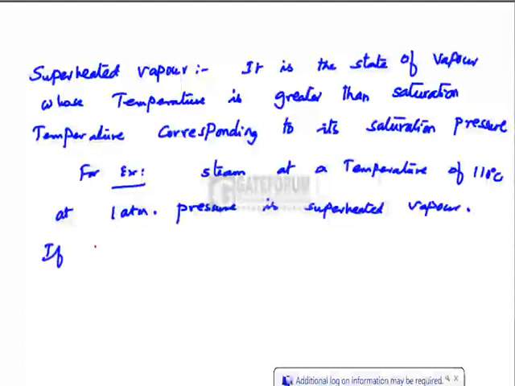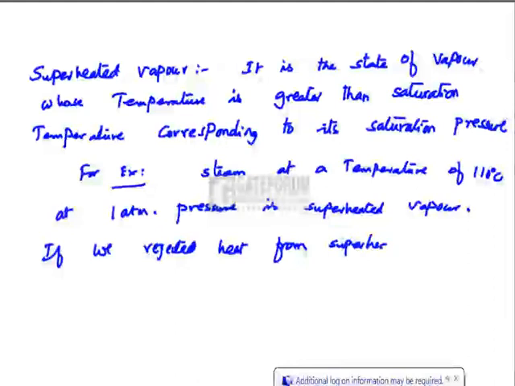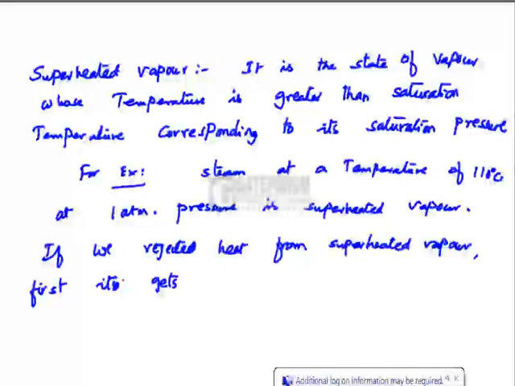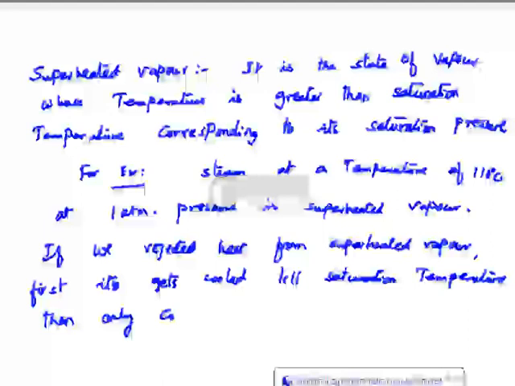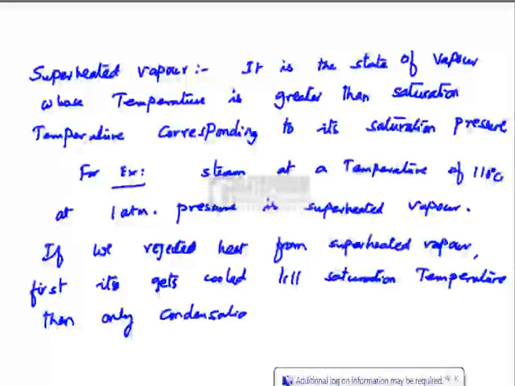If we reject heat from superheated vapor, first it gets cooled till saturation temperature, then only condensation could begin.